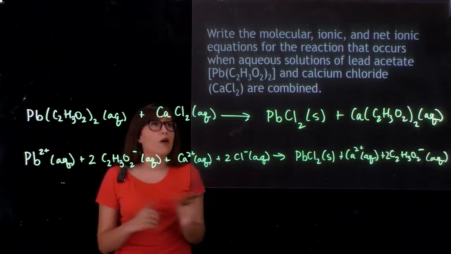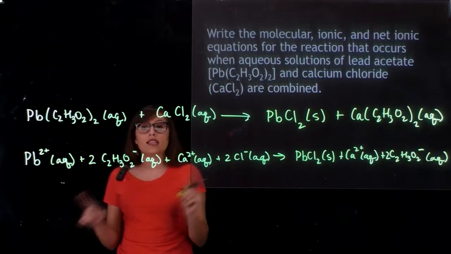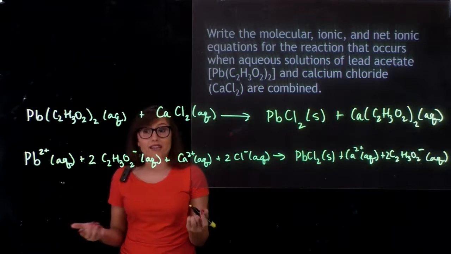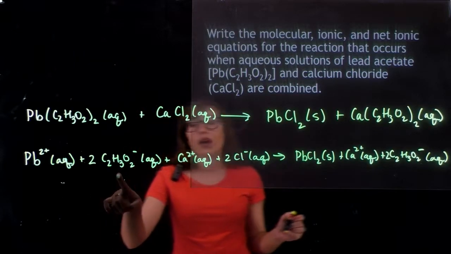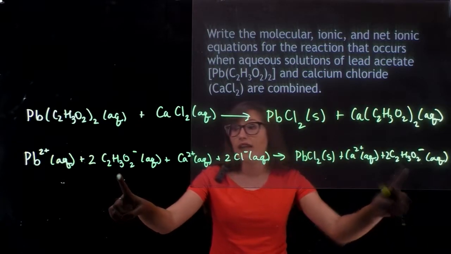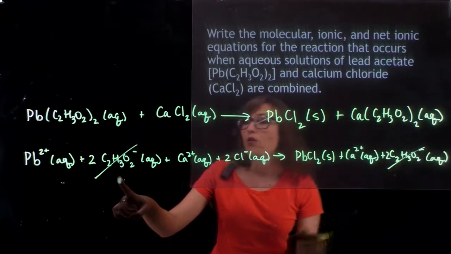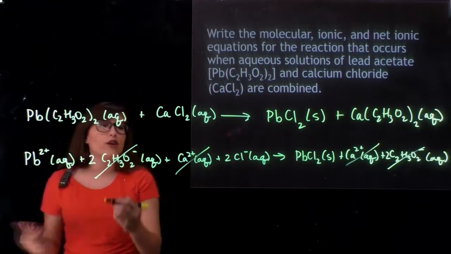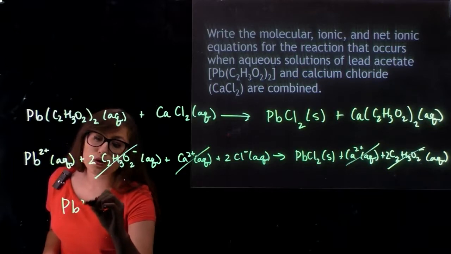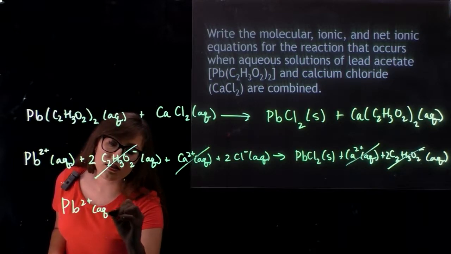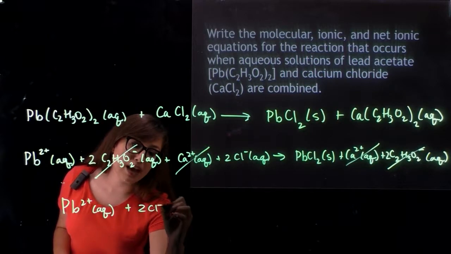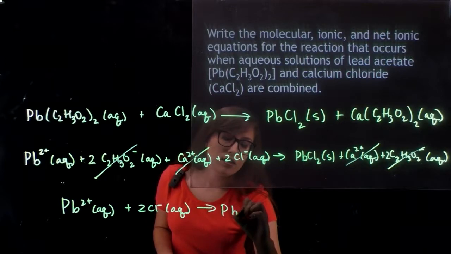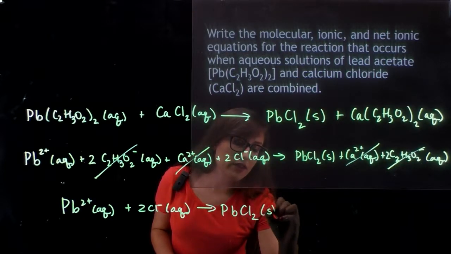Well, once we've formed our ionic equation, we can then look at what's present on the left and right side of the equation. We can cancel them out. So we know we have our acetate ions on both sides, so we can cancel these out. We have our calcium located on both sides of the equation as well. And for our net ionic equation, it would be lead 2 plus aqueous plus 2 Cl minus aqueous to form lead chloride.